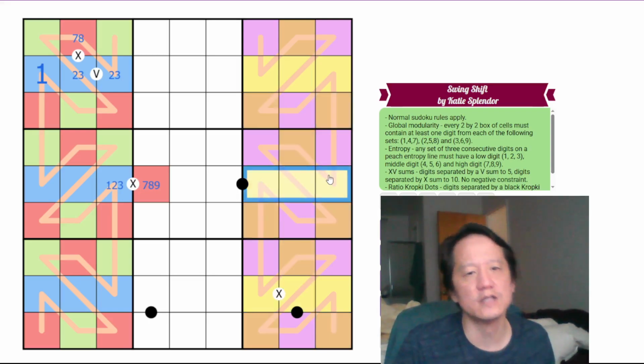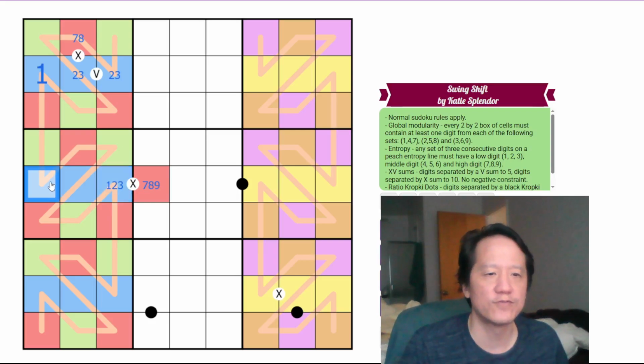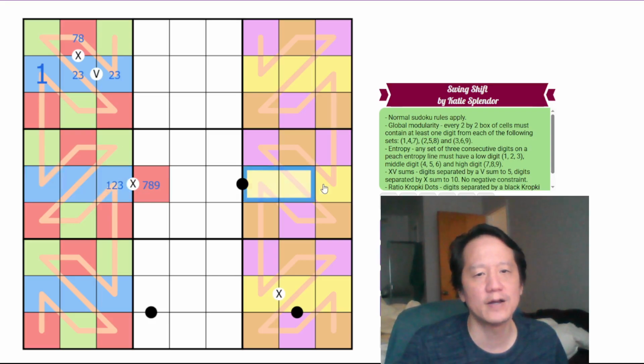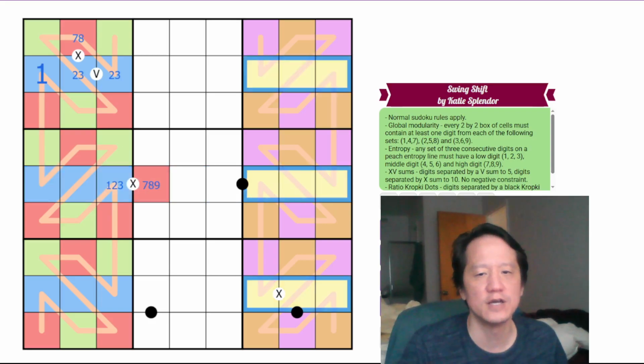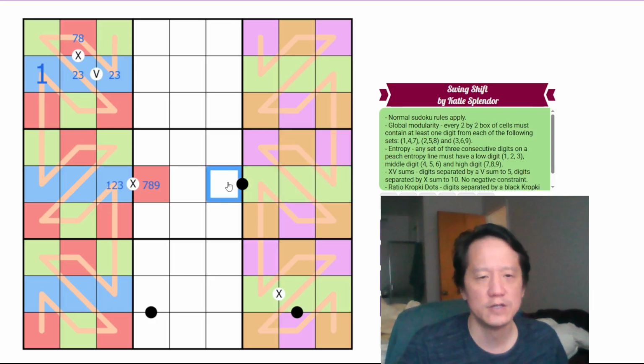So this yellow cannot be blue because we have 3 blues already there. Cannot be high because we have a high here, and this would be then 4 highs in a row, which is not allowed. So the yellows must be middle. So these are all middle. That forces this to be all highs here.